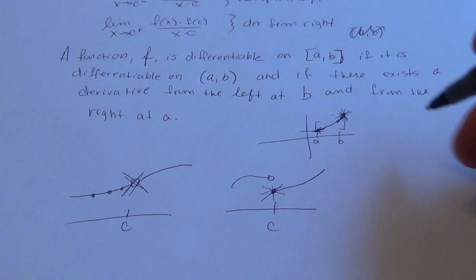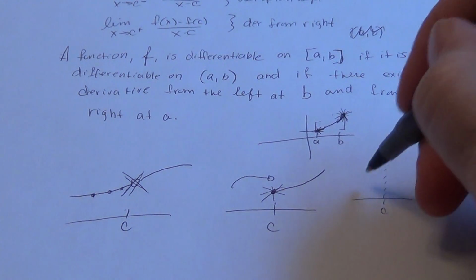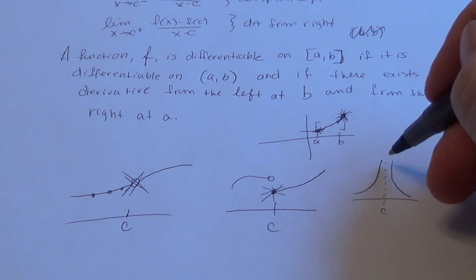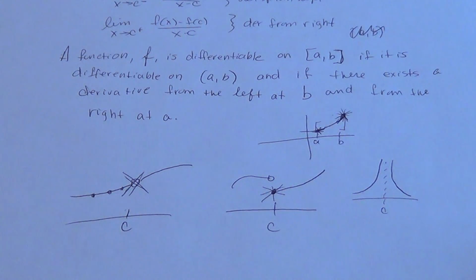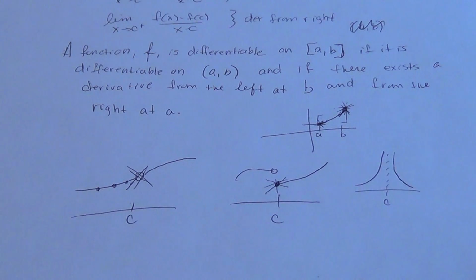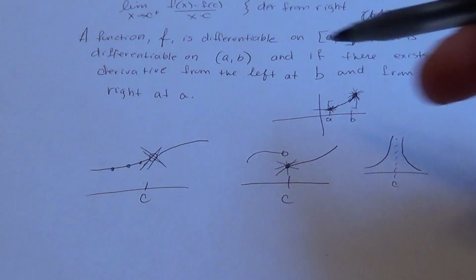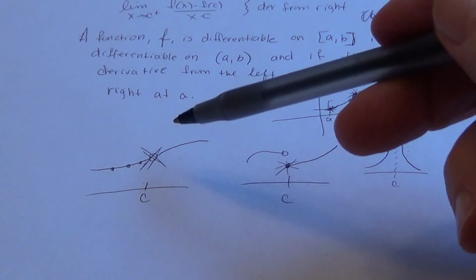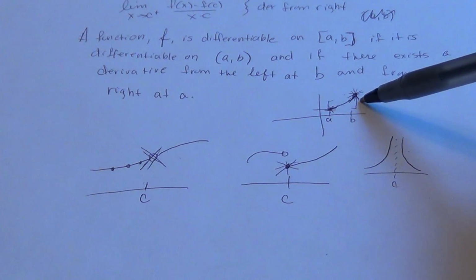What about when it's asymptotic? Say C is an asymptote and the graph goes up like this. Can I get a slope here at C? No, the graph never reaches C, so how can I draw a tangent line at C? All right, so these, you'll notice, are not continuous. So what is the connection between continuity and differentiability?